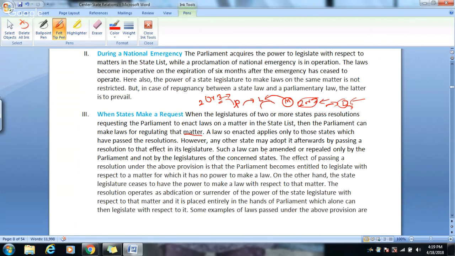So such a law can be amended or repealed only by the parliament and not by the legislature of the concerned states. So any amendment or removal of the law can be vested only in the parliament and not in the state legislatures. The effect of passing a resolution under the above provision is that the parliament becomes entitled to legislate with respect to a matter for which it has no power to make a law. So meaning the effect of passing a resolution, we see that under the above provision, the state legislature will pass the resolution to empower the parliament to make laws on the matters which are represented in the state list.